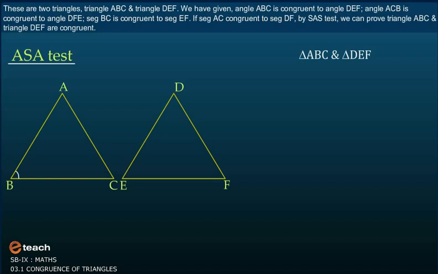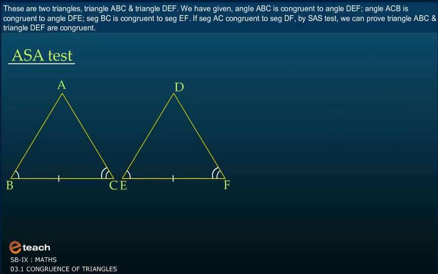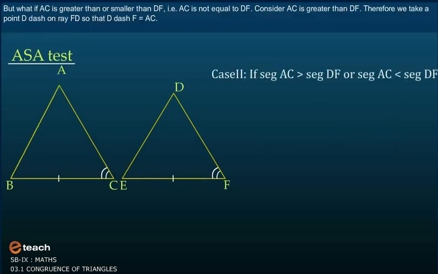We are given angle ABC is congruent to angle DEF, angle ACB is congruent to angle DFE, and segment BC is congruent to segment EF. If segment AC is congruent to segment DF, by SAS test, we can prove triangle ABC and triangle DEF are congruent. But what if AC is greater than or smaller than DF? That is, AC is not equal to DF.